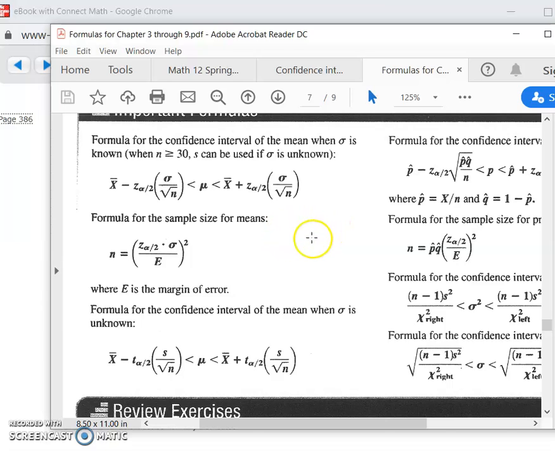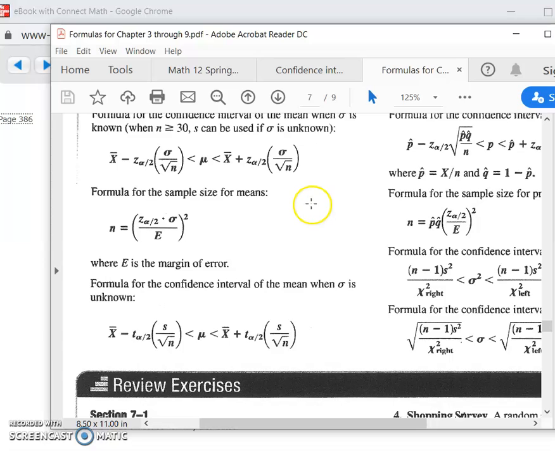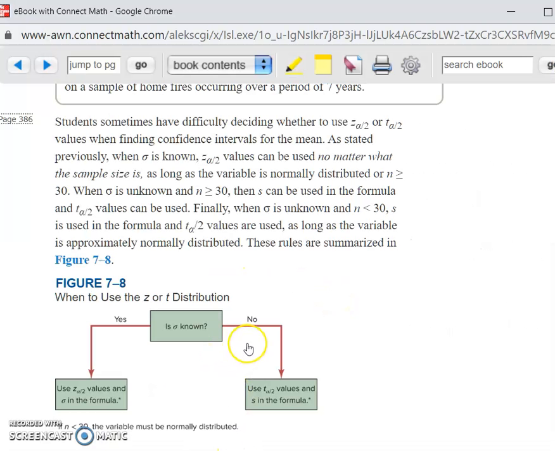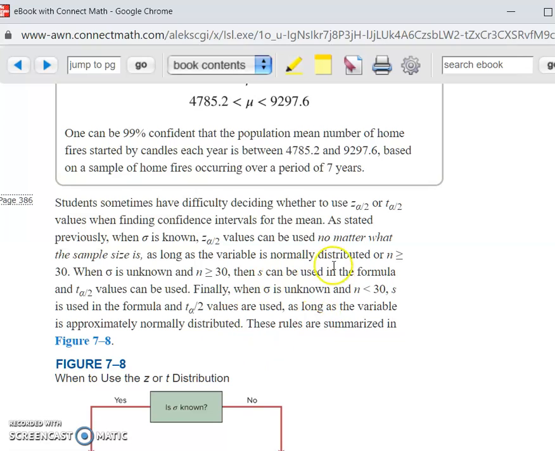So in my opinion, the better approach is just to say, listen, if you know sigma, if you know what sigma is, this is the formula you use. If you don't know what sigma is, you use S, this sample standard deviation, okay? Now he's got all these nuances here that are probably a good idea to be aware of, but as far as actually using them on the exam, I don't see that.